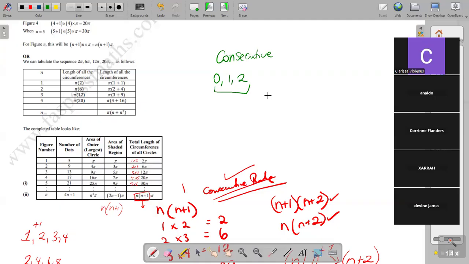So watch this. If n is your first number, how did I go from 0 to 1? I add 1. So a way to represent consecutive numbers would be n, and the number after n is n plus 1. So what will be the next number after n plus 1? Somebody just guess. If the first number is n, the next number is n plus 1, what will be the next number? n plus 2. Excellent. Everybody see that?